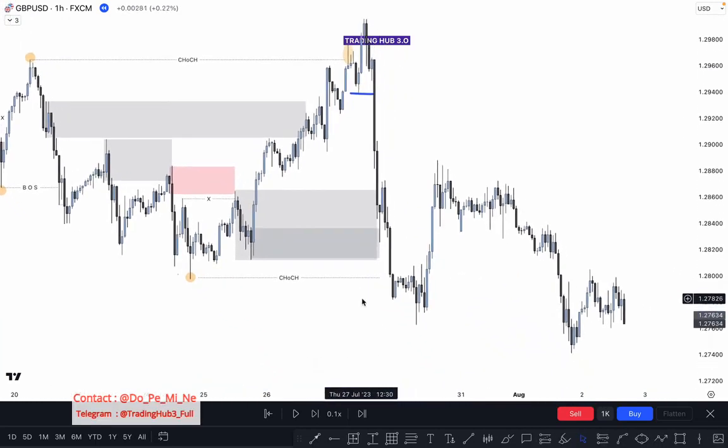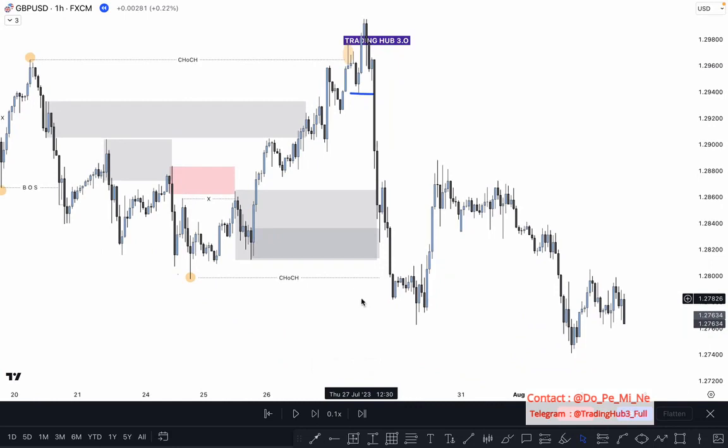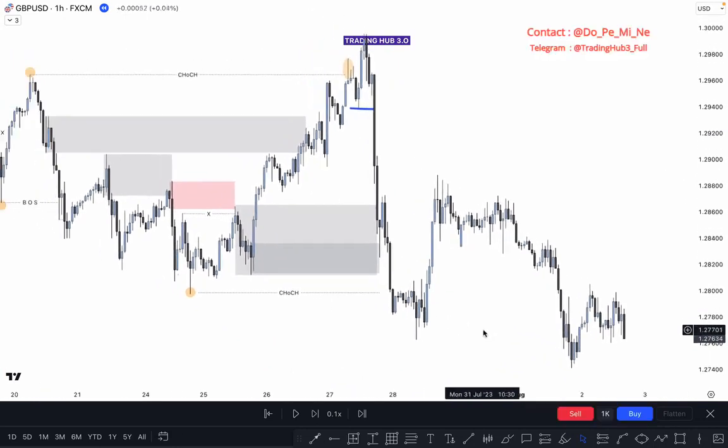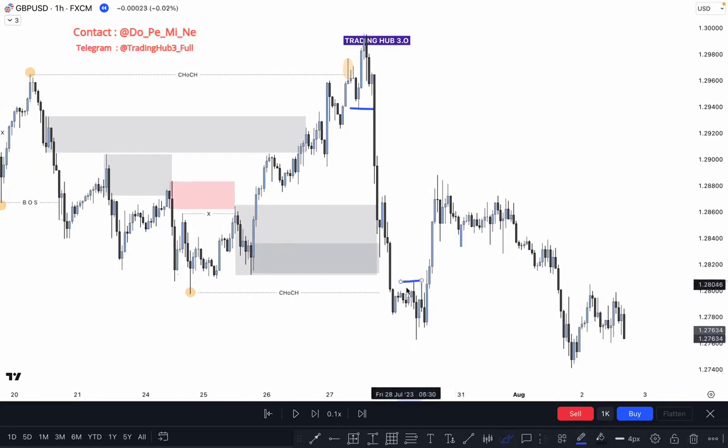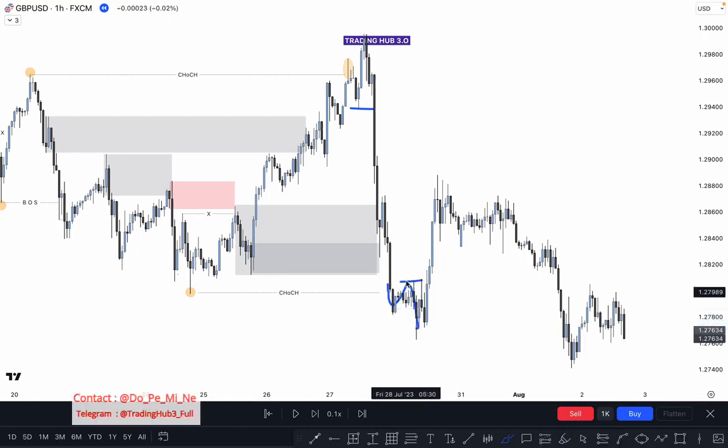And now, how can we sell in this situation? Simply we can sell after taking out the inducement. Where is inducement in this case? This one, because this one is a previous structure here. Taken out the inducement. After taking out the inducement, probably we are looking for the sell.